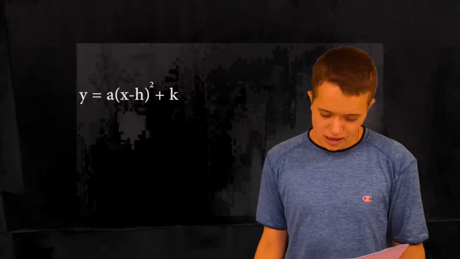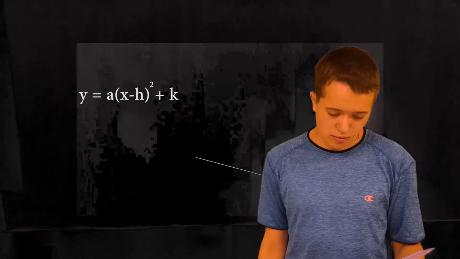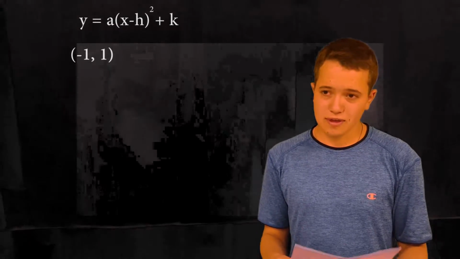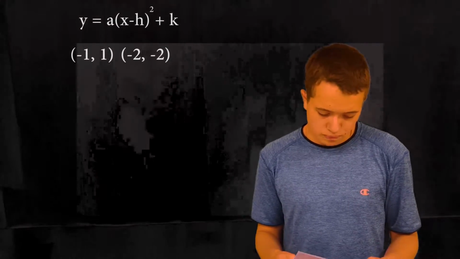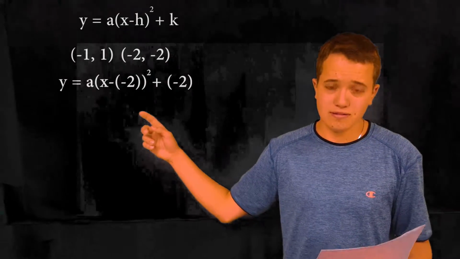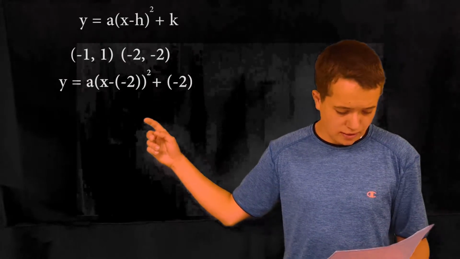Okay, say you're given a point and the vertex, and you had to find the equation. When given the point and the vertex, you generally start out with vertex form: y equals a(x minus h) squared plus k. Say we had the point (negative 1, 1) and the vertex (negative 2, negative 2). We would rewrite the equation like y equals a(x minus negative 2) squared plus negative 2.